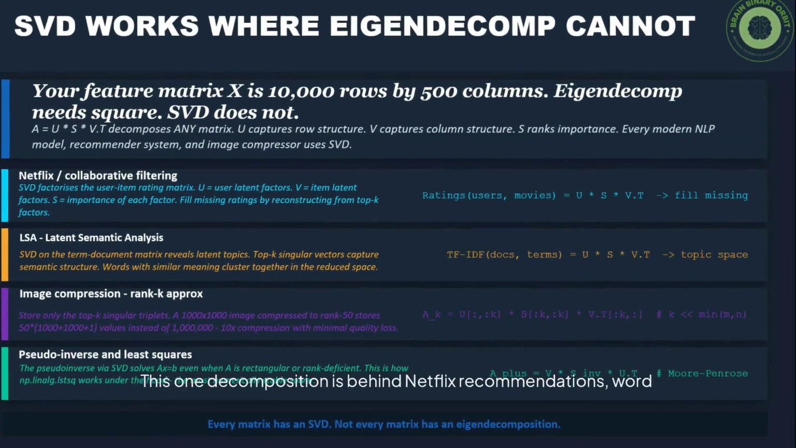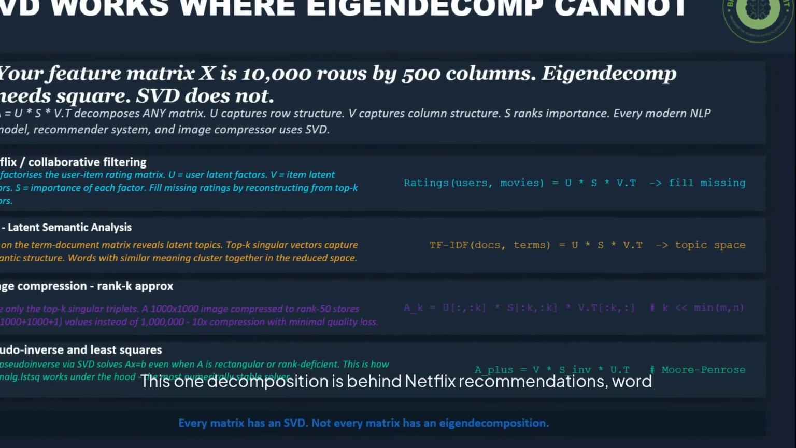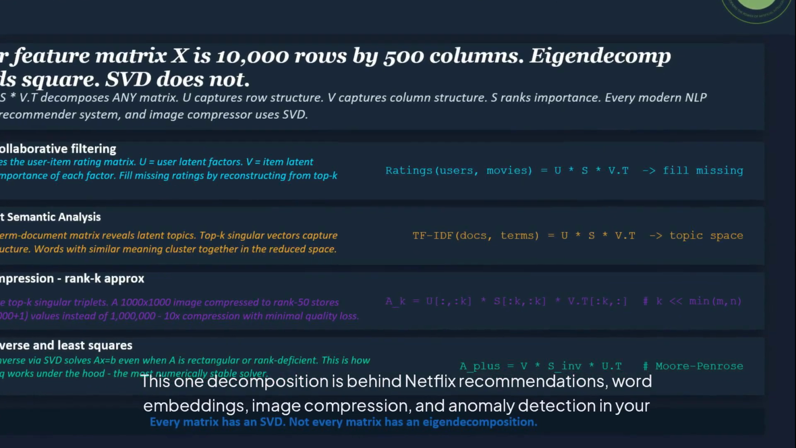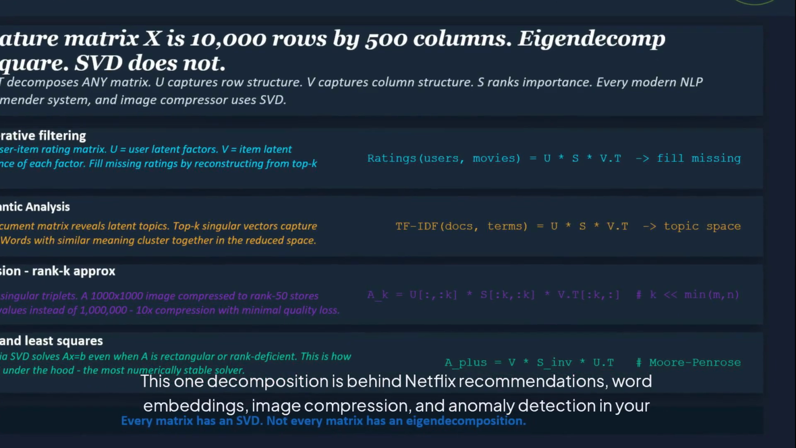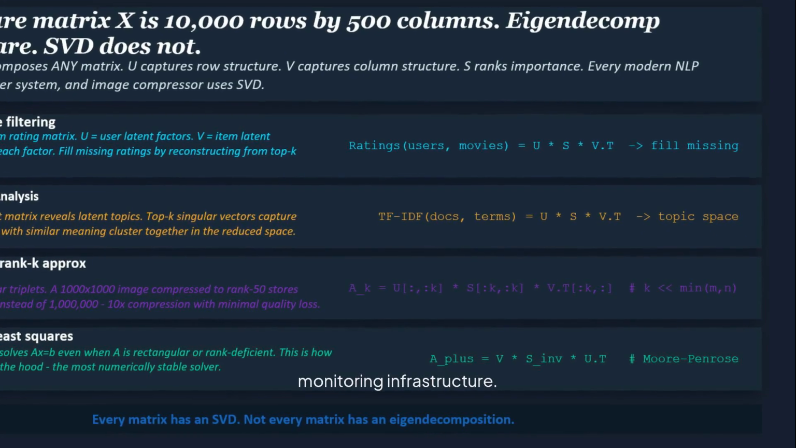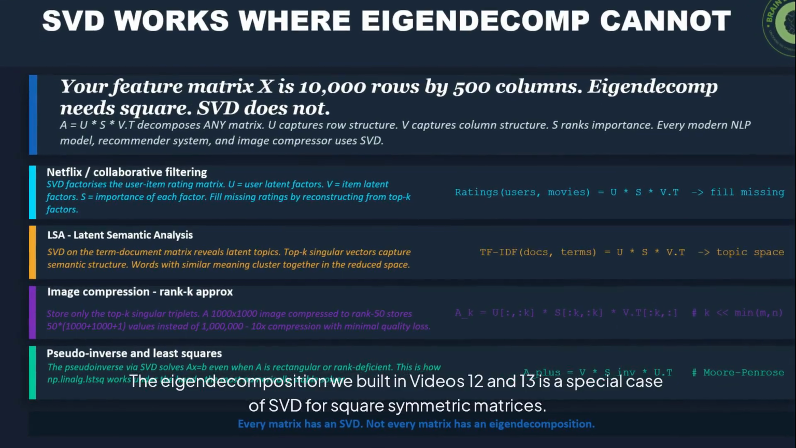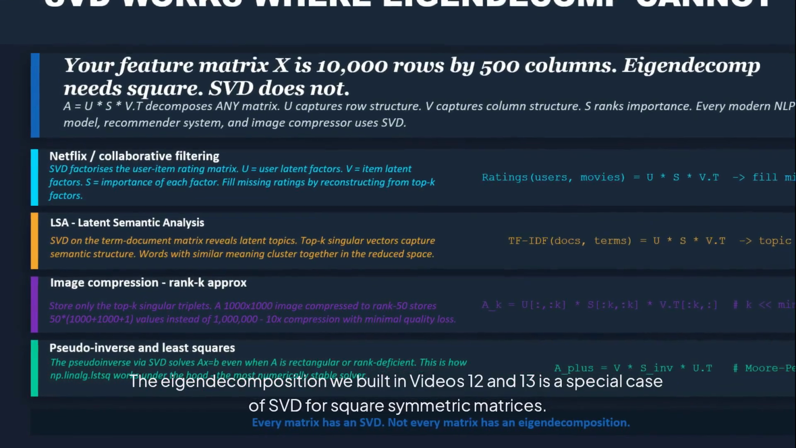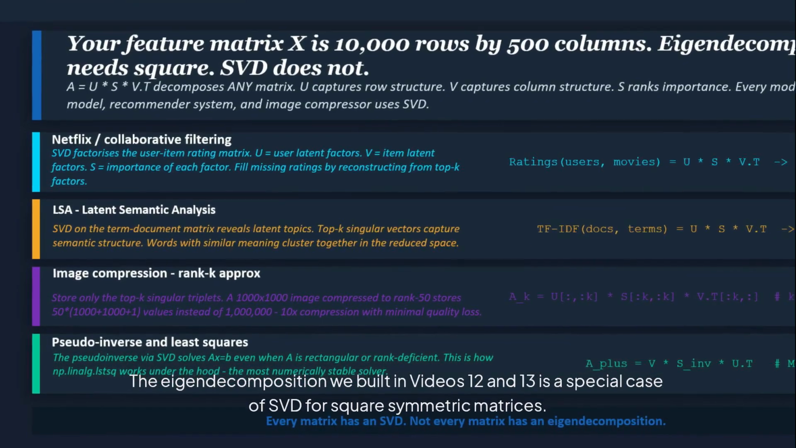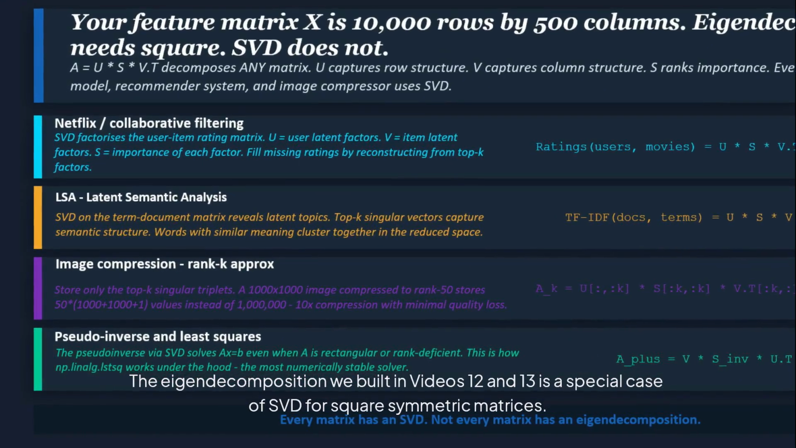This one decomposition is behind Netflix recommendations, word embeddings, image compression, and anomaly detection in your monitoring infrastructure. The eigendecomposition we built in videos 12 and 13 is a special case of SVD for square symmetric matrices.